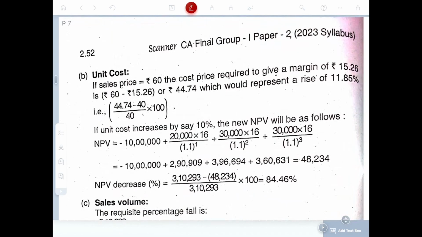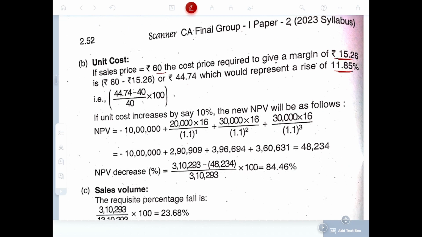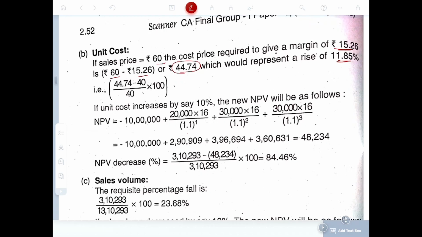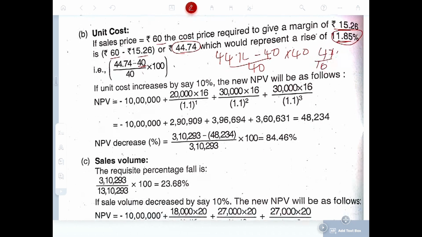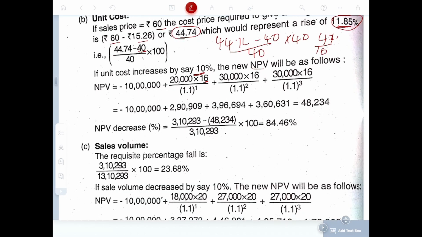Unit cost: now the sale value is 60 price. The cost price required to give the amount is 15.26. So the cost amount is 44.74, which represents the increase in 14 percentage. That is how the 40 price goes: 44.74 divided by 40 into 100, that is 4.474, 40 rupees, 11 percentage. That is, the unit cost increased by 10 percentage. Net present value, that is 16.